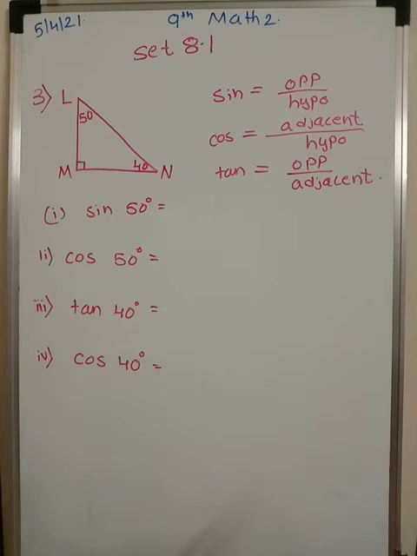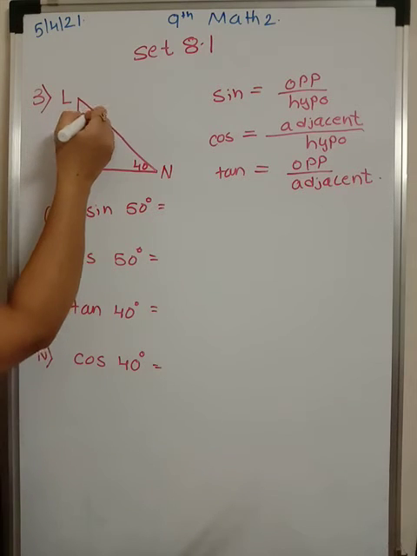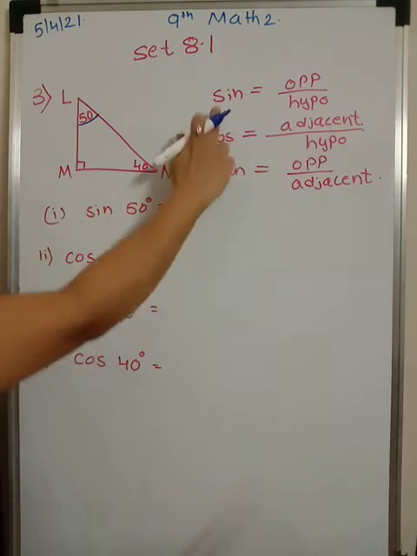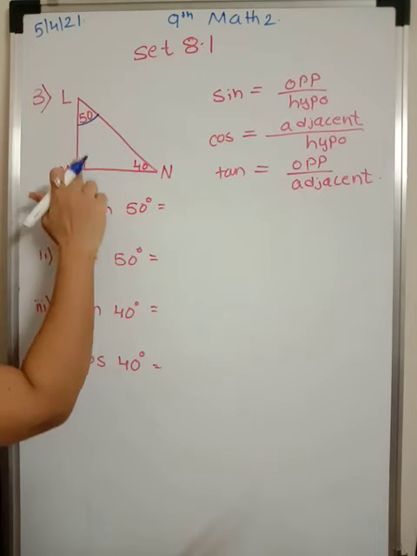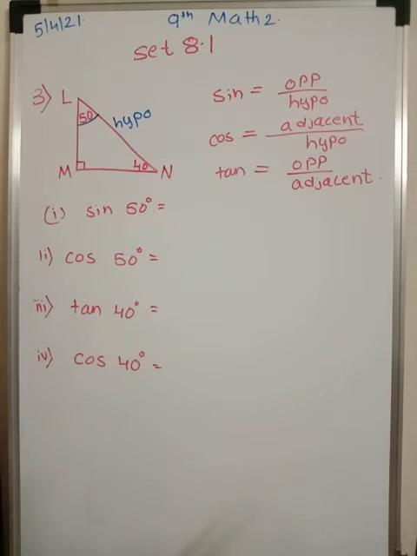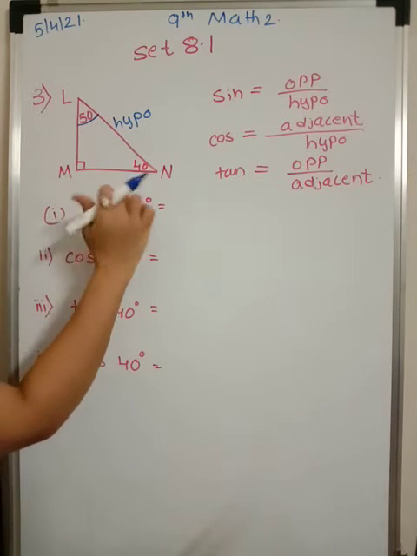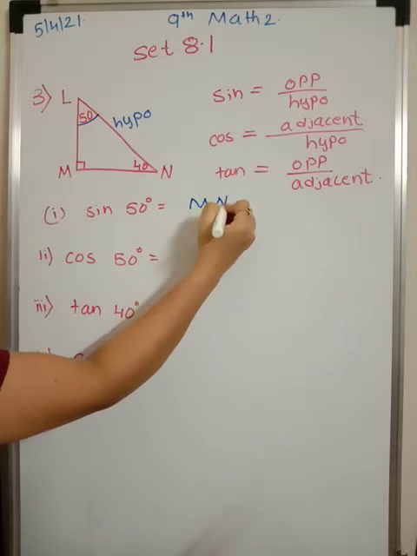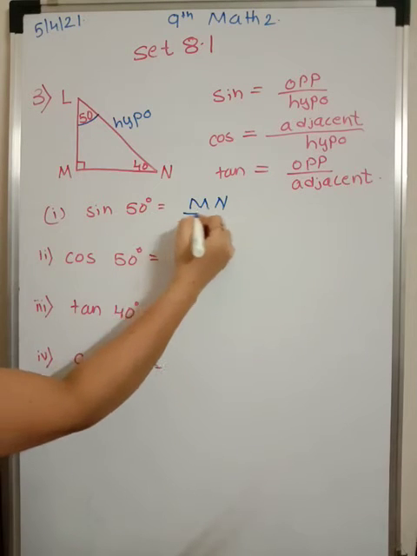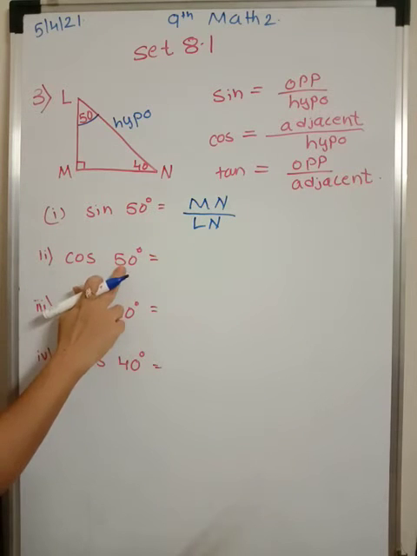Now look at the third problem. First they have asked sine of 50. 50 is this angle. Now the sine ratio is opposite upon hypotenuse. This is 90, so this is the hypotenuse. Always mark the hypotenuse first. Now sine of 50: the opposite side to 50 degrees is MN, upon hypotenuse LN.